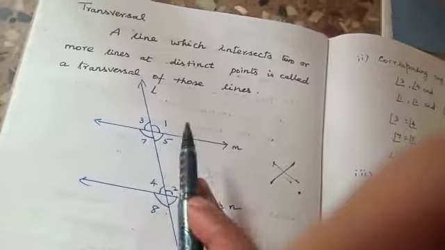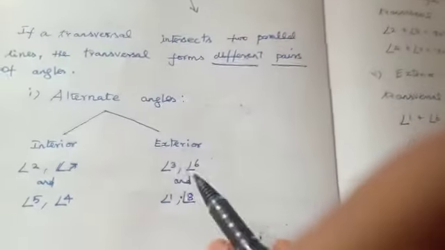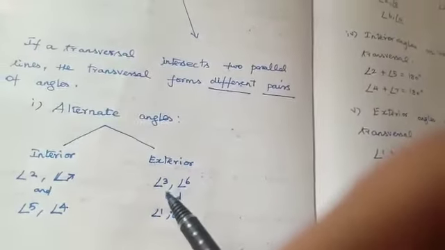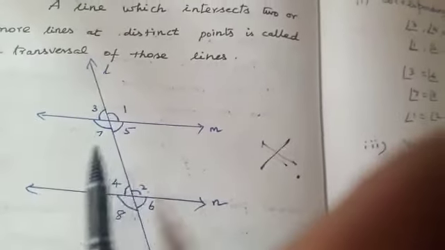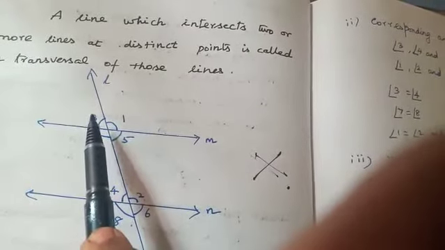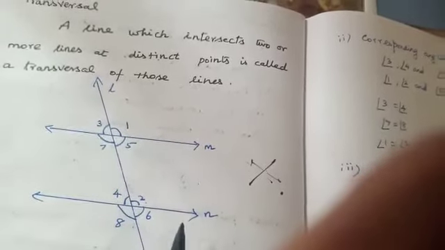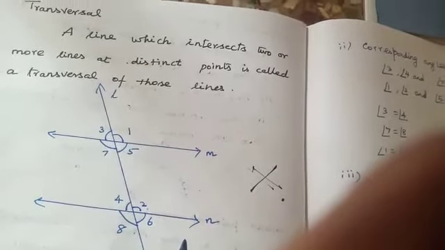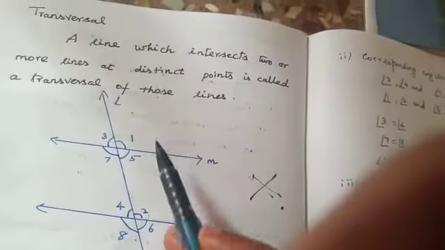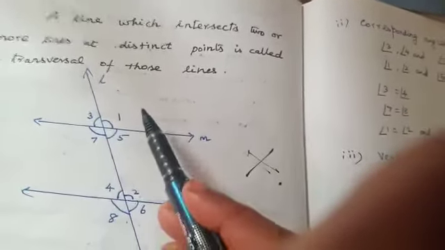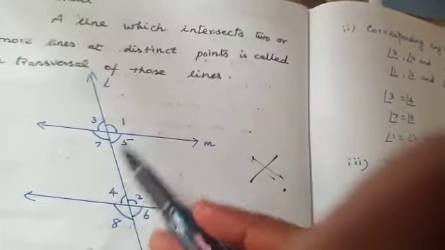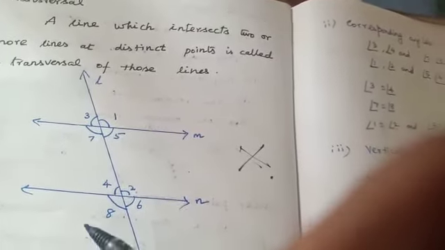Next, exterior angles. Okay children, exterior angles. Angle 3 and angle 6. These two angles are exterior alternate angles. Then 1 and 8. So 1 and 8 are exterior alternate angles. Okay children.